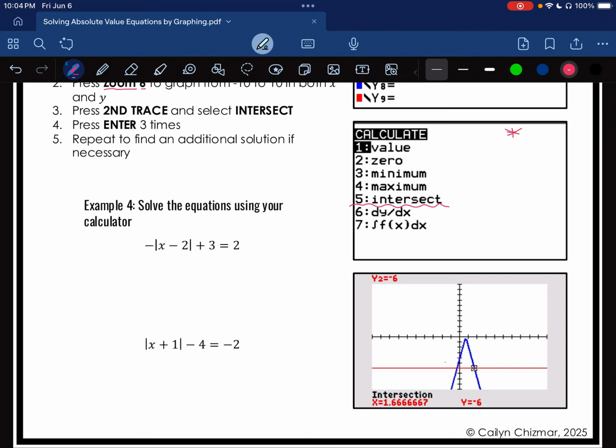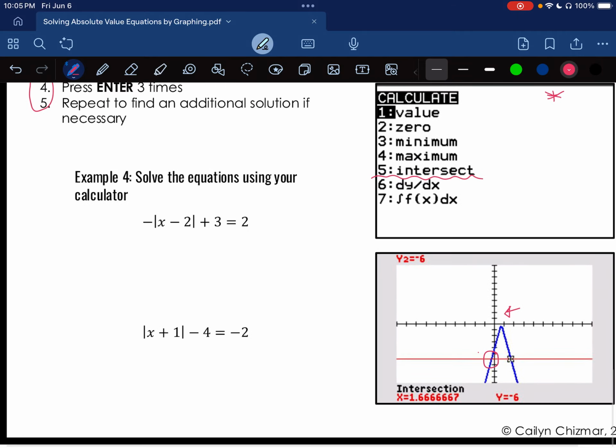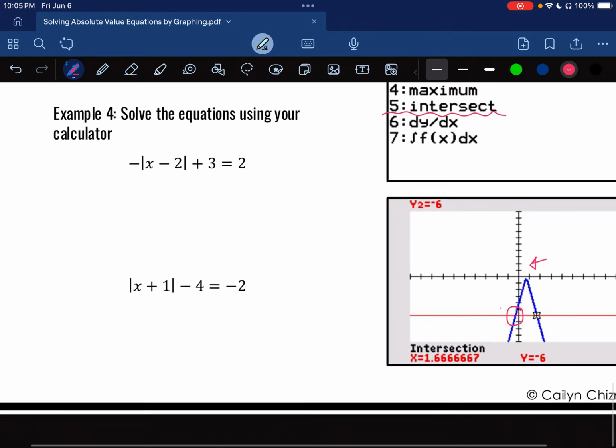Now, if I wanted to find the one over here, I'd have to go through the same 3 steps: second trace, and then select intersect, number 5. But I would have to hit my left arrow key to move closer to this intersection here, and then hit enter 3 times again, and then it'll give me this intersection. So working with the TI is a little bit more involved, and I know some of you might be using that in the classroom, but it can be pretty expensive too.